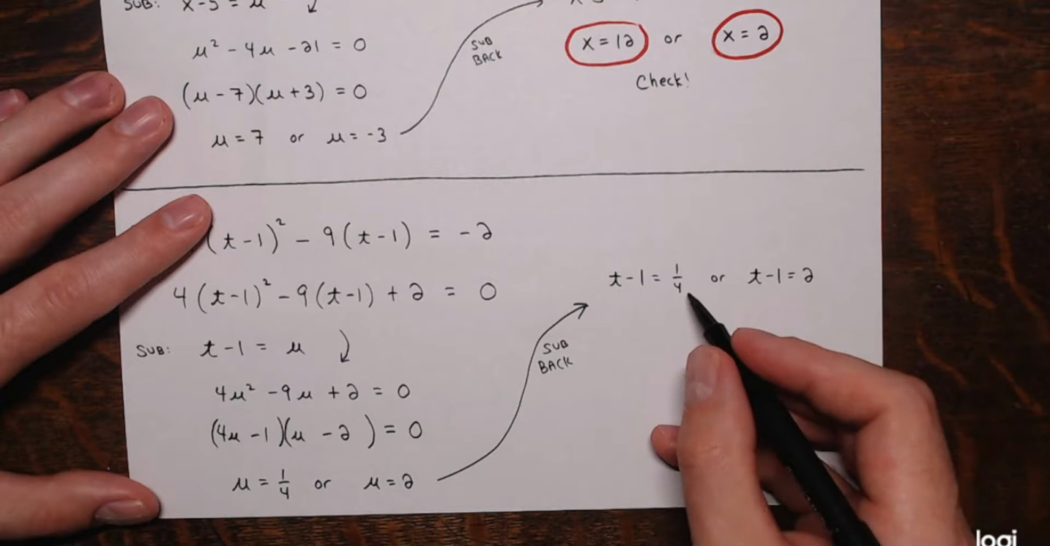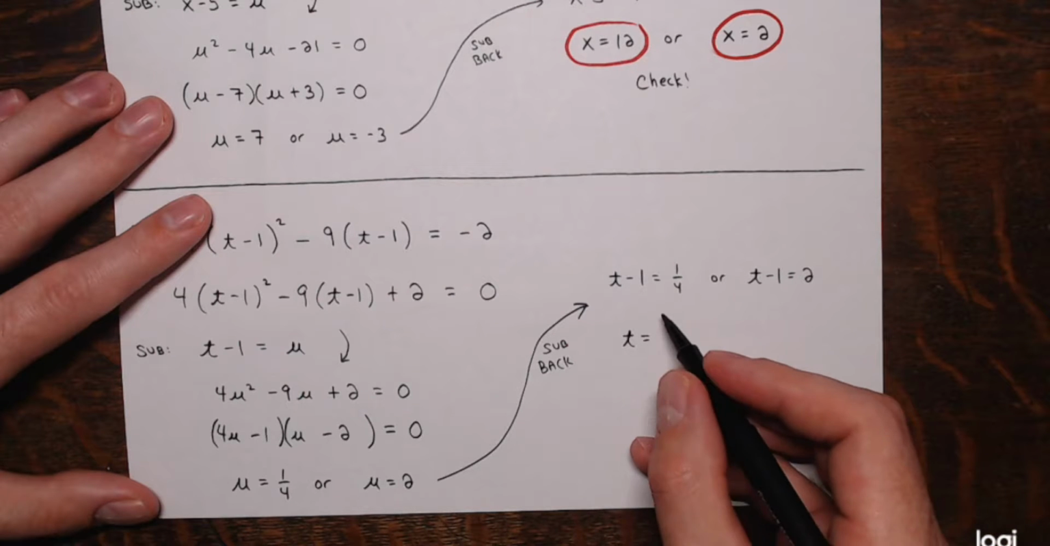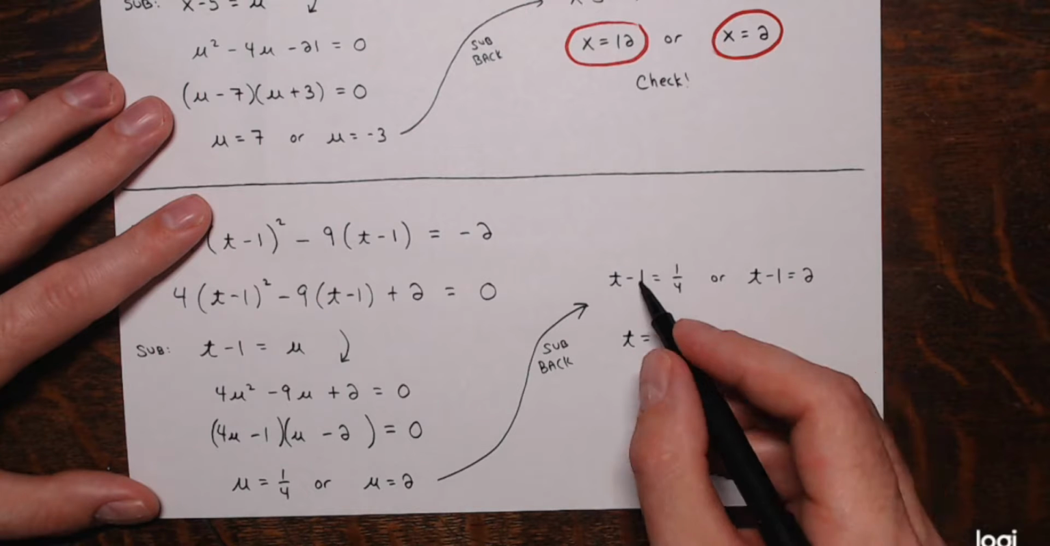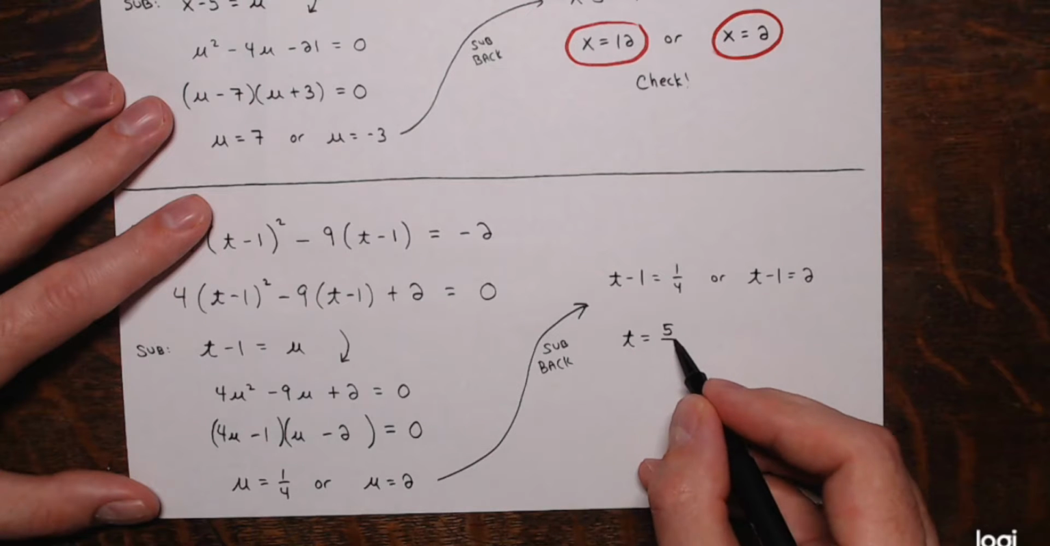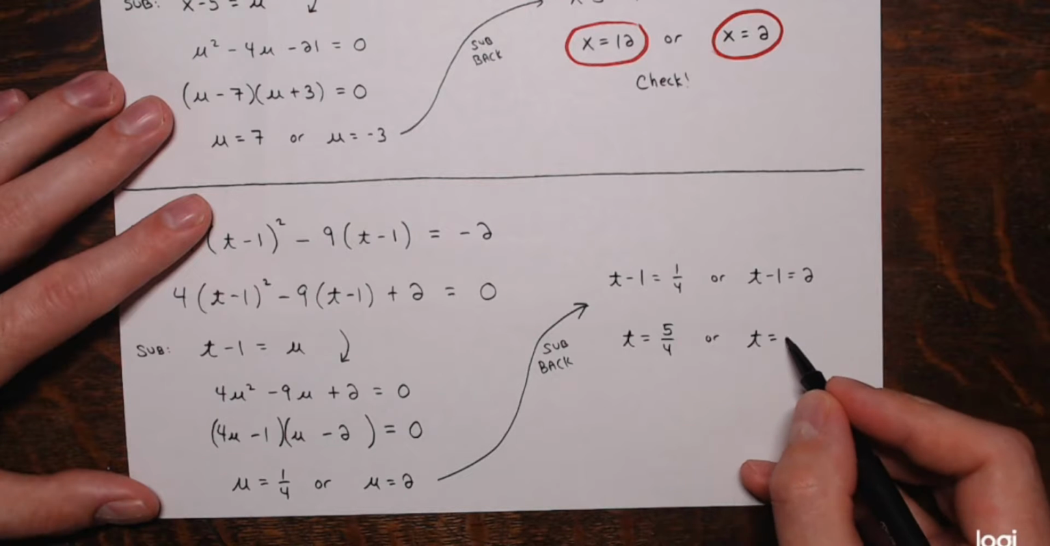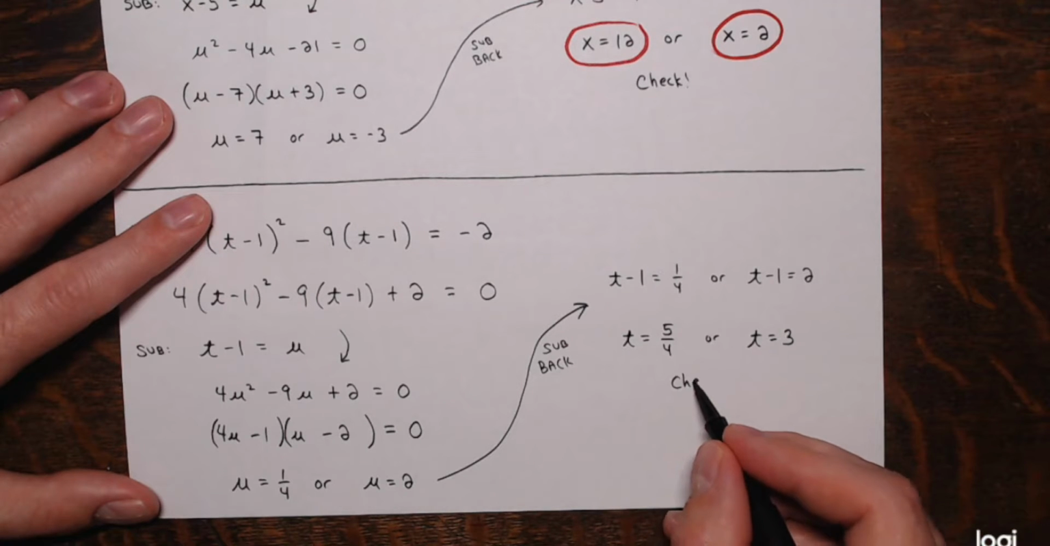And then I would add 1 to both sides. Here, t equals, I remember when you add, you need a common denominator, 1/4 plus 4/4. That's 5/4. And here you add 1, you get t equals 3. And then check them.